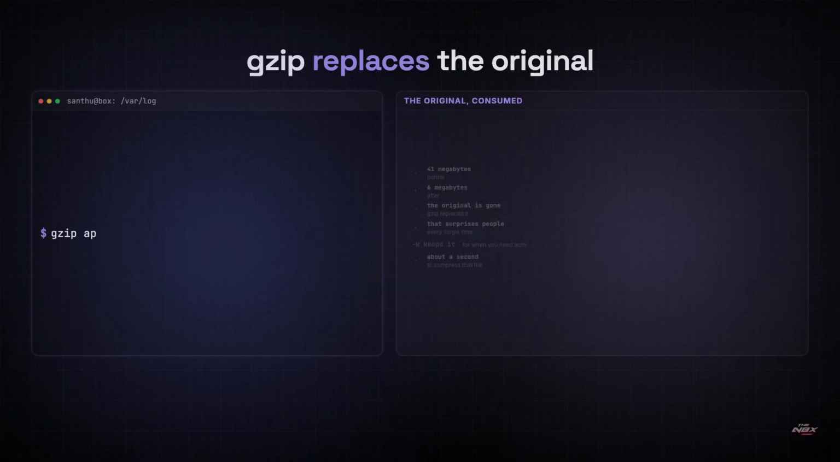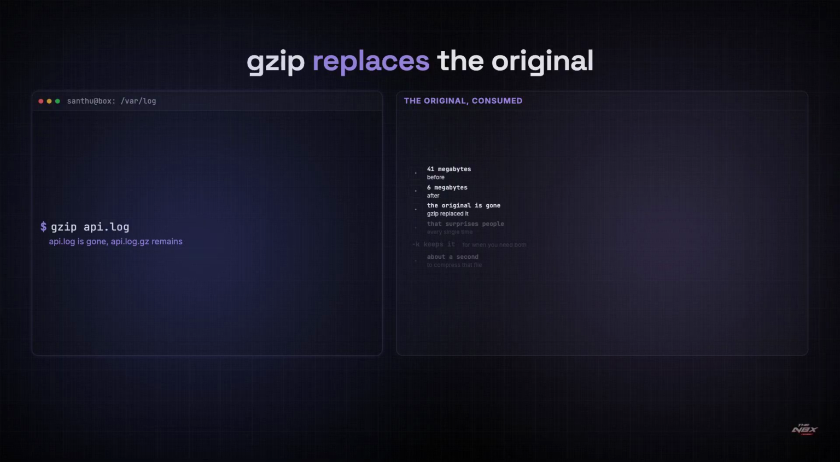gzip, which is short for GNU zip, shrinks a single file, and it's very good at it. 41 megabytes of log goes in, and 6 megabytes comes out. But there's a behavior here which catches everybody exactly once. The original file is gone. gzip didn't make a copy alongside it. It replaced it, and you now have only the compressed version. That surprises people every single time, particularly inside a script that expected to read the original afterwards.